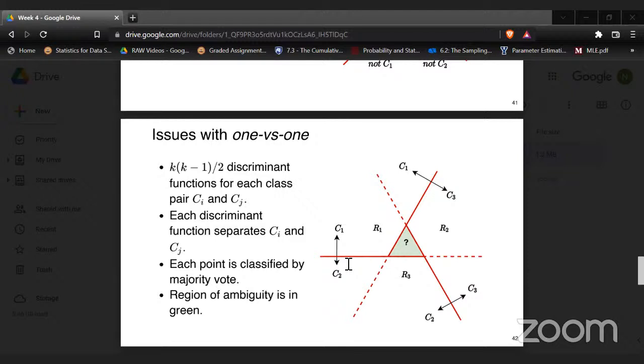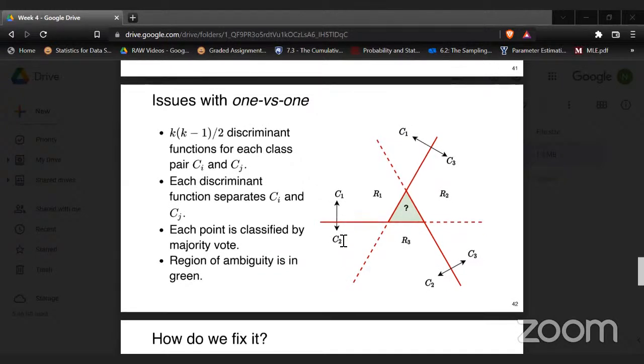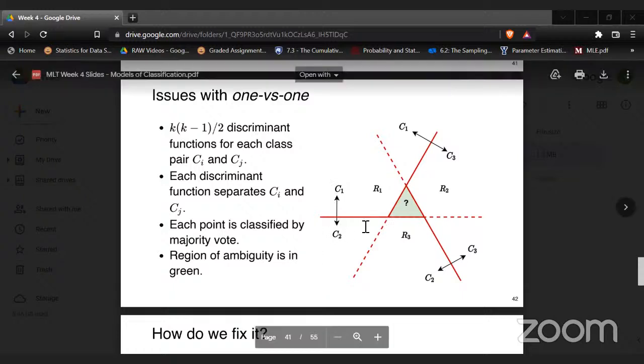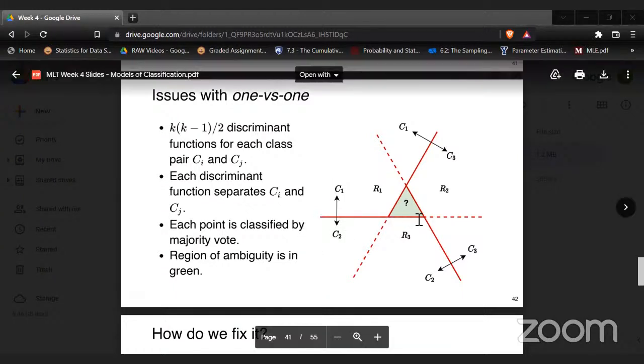I thought each line represents whether it is C1, not C1, C2, not C2, and C3, not C3. No, each line separates those classes. So these lines are actually the discriminant functions.